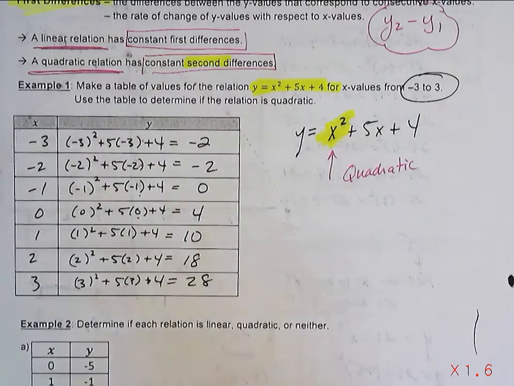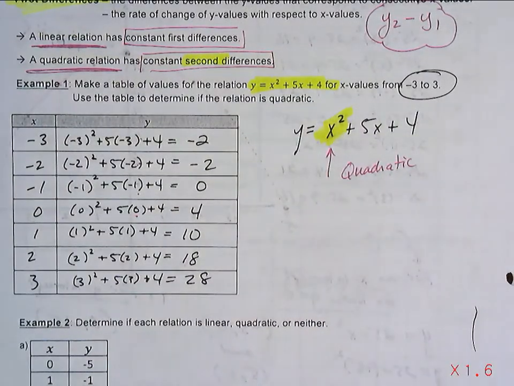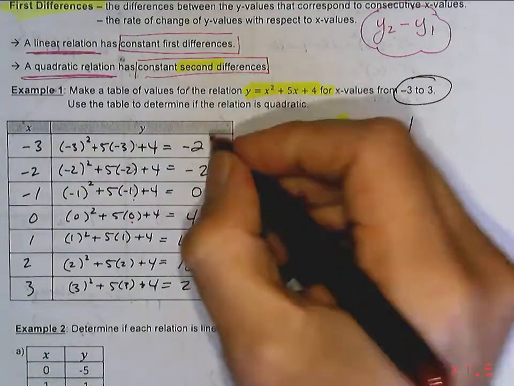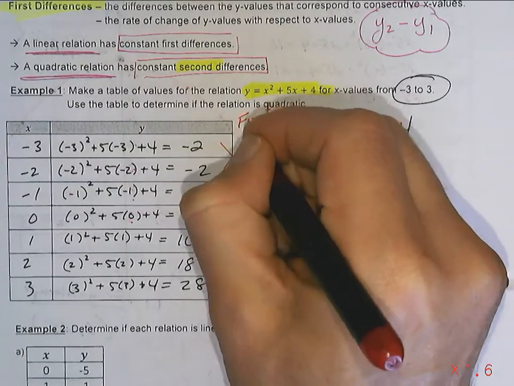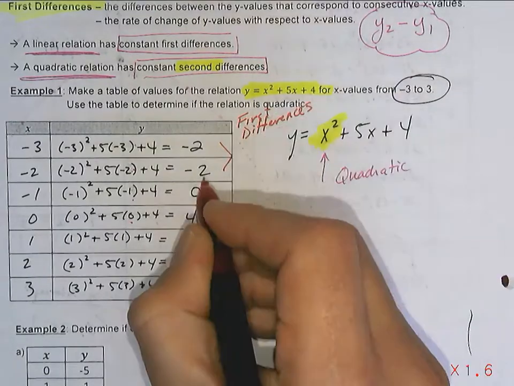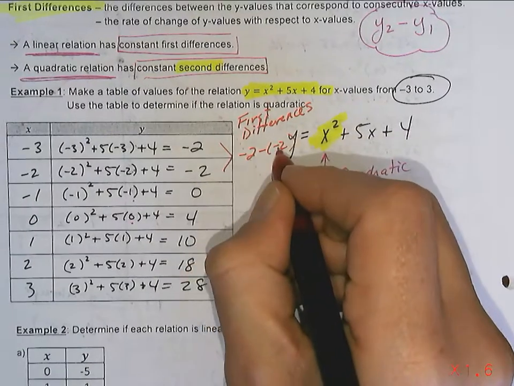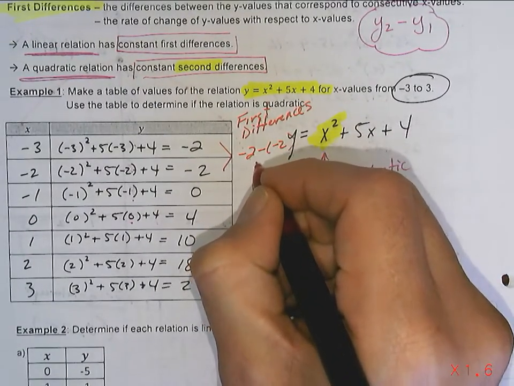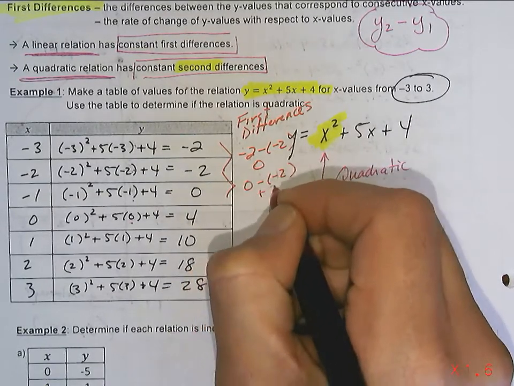Now the question is, use the table to determine if it's quadratic. I know it's quadratic based on the equation. We already did that. But use the table. So you got to look at the differences. So we look at the first differences. This is your first differences. And you do that by taking negative 2, subtract negative 2, negative and negative is positive, so that is 0. Then you do 0, subtract negative 2, that is positive 2.